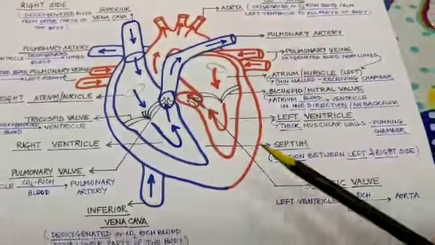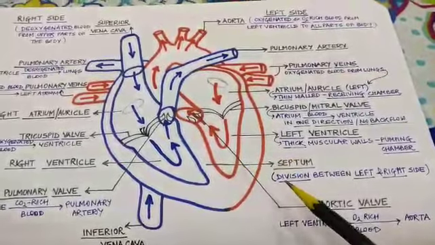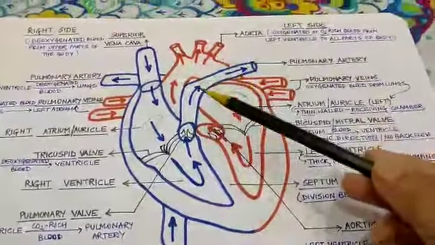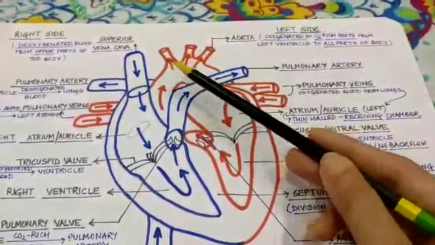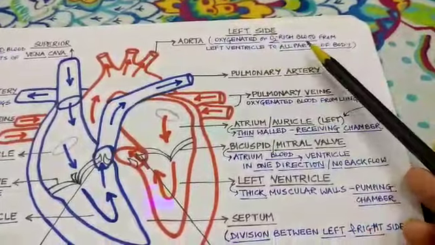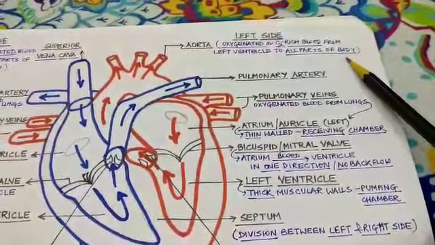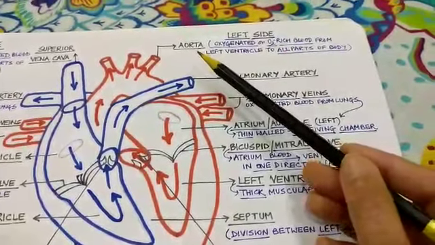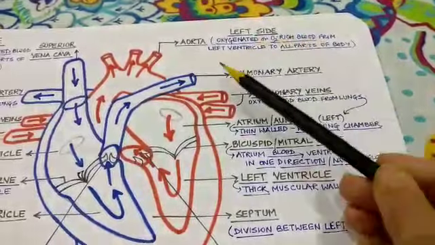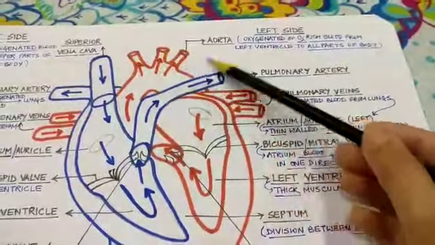Hence, they need to have thick walls so that they can withstand or tolerate the greater pressure. Now, blood from the left ventricle enters the aorta, which is the largest artery, and you can see it further branches. This oxygen-rich blood goes from the left ventricle to all parts of the body. So the aorta transports the oxygenated blood from the left ventricle to all the parts of the body.